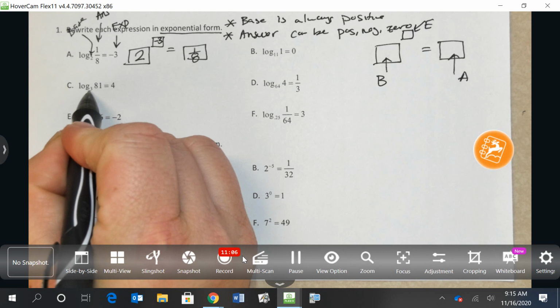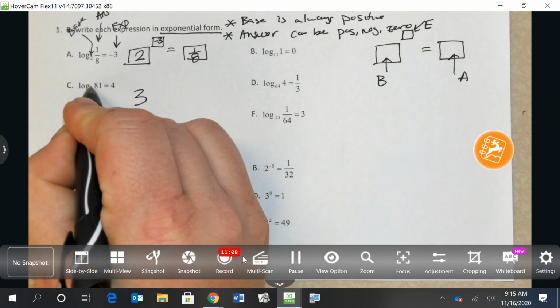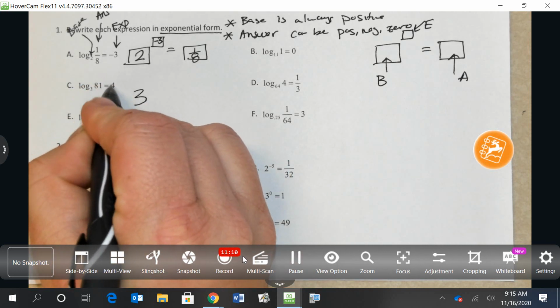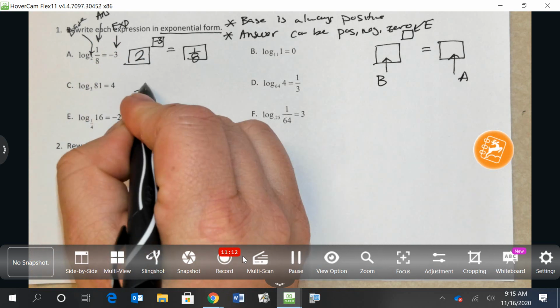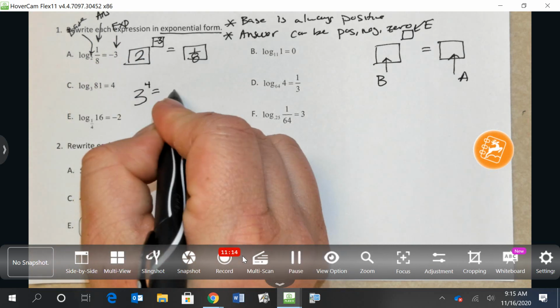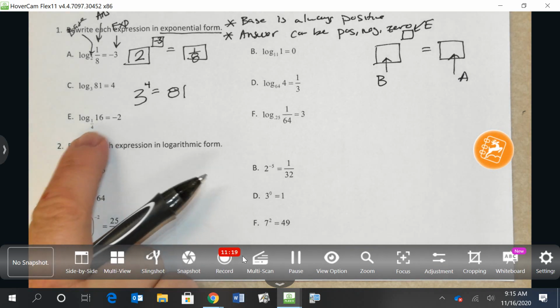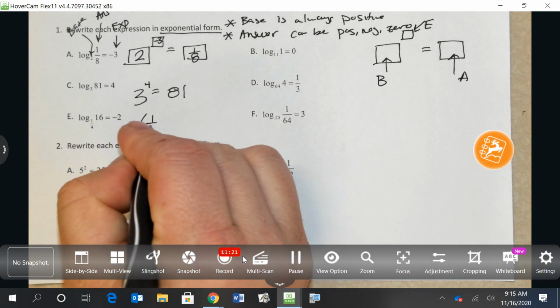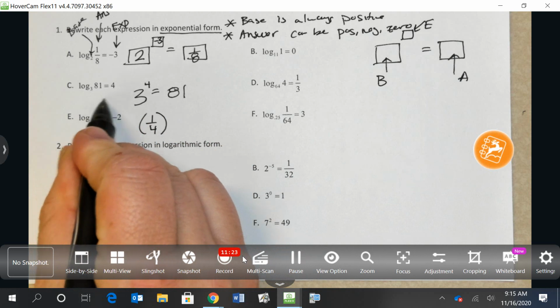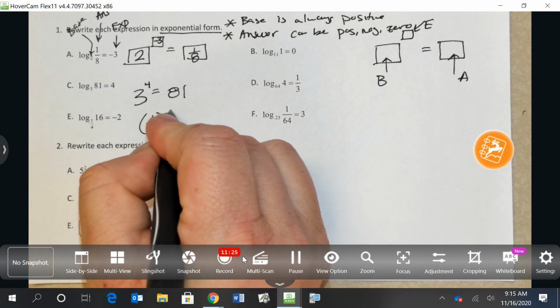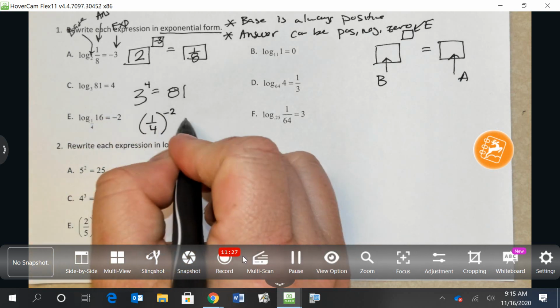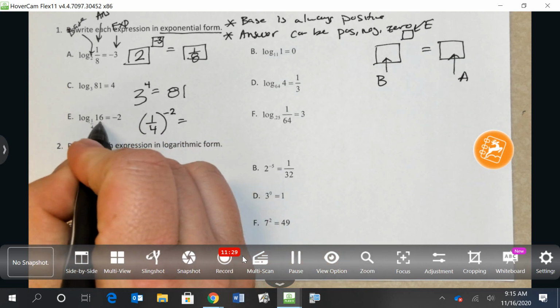So here, I start with the base, I rewrite the base, and I always jump across the equal sign, and this is your exponent. So 2 to the fourth, the answer is right behind, is 81. Over here, start always with the base, 1/4, jump across the equal sign, grab the negative 2, which is the exponent, and come back to the answer.